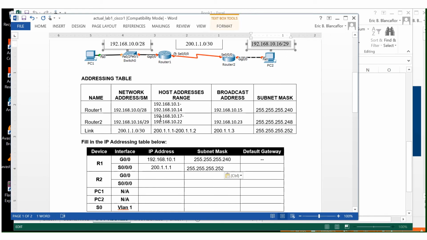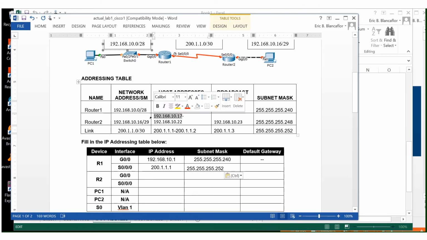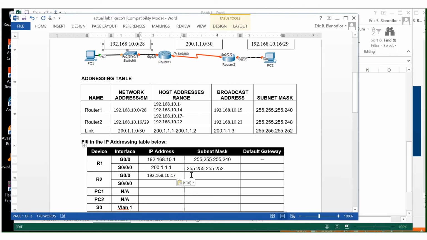Next, R2. R2 G0 is part of this network. So what IP address will we assign? We get it here. Say the .17. We will assign .17 in G0 of R2. And what's the subnet mask? This one. Copy that and paste it here. Again, there's no gateway in the router because the router is the gateway. And then S0 of R2 is part of this network, so we assign that 2. 200.111 is R1, 200.112 is R2. Copy the subnet mask, paste it here.